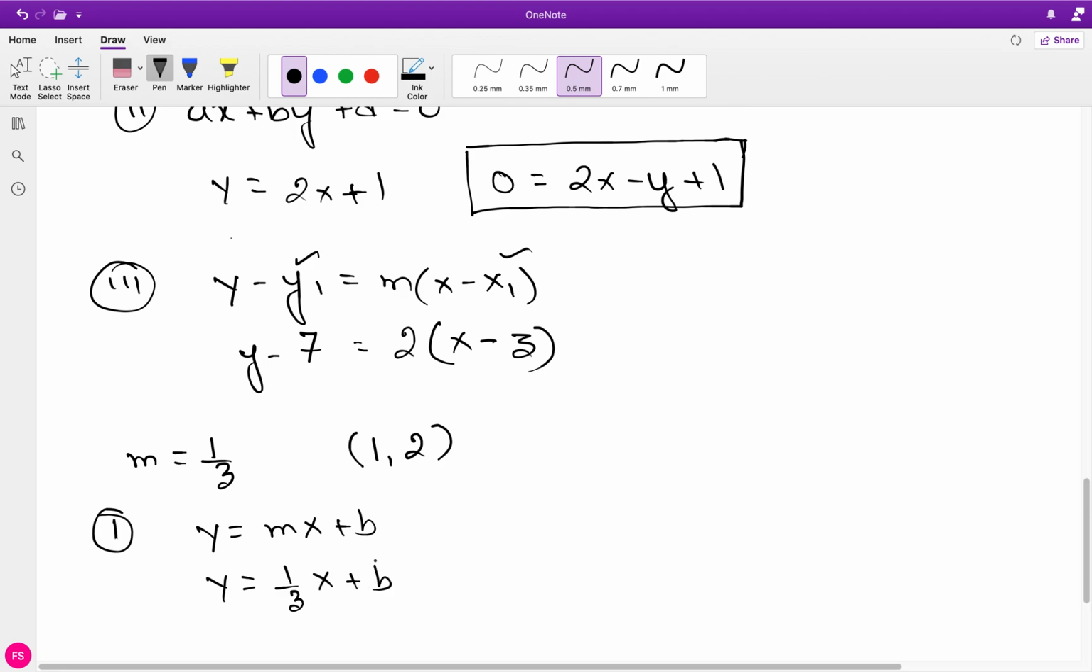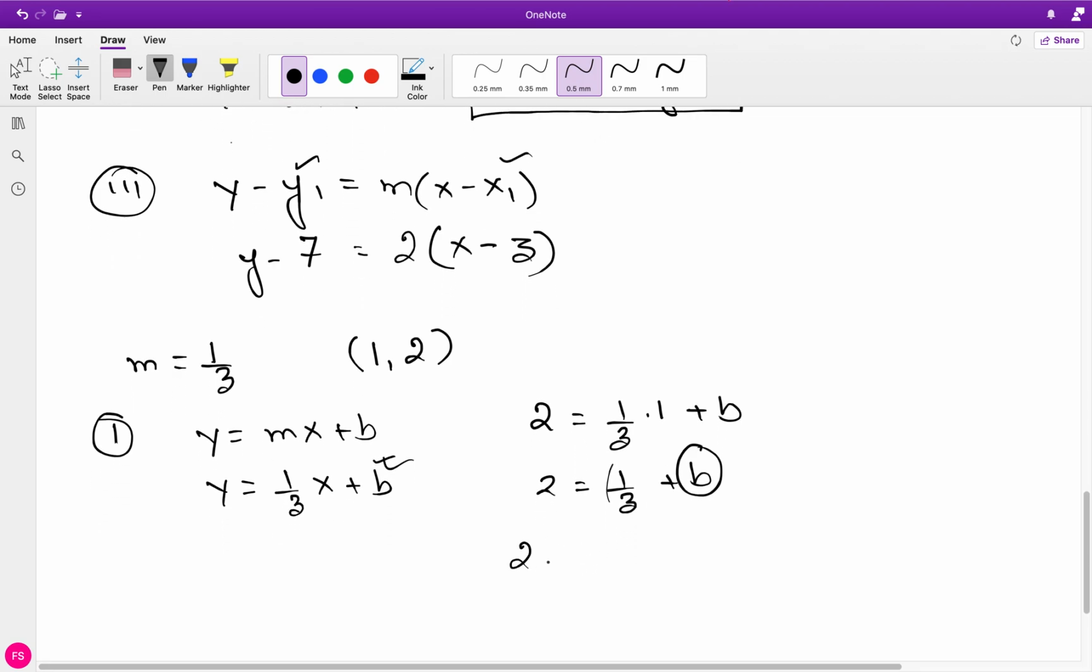Now I still need to find this b, and I have one set of point already. I'm just going to substitute x equals 1 and y equals 2 into this equation. This will give me 2 equals 1 over 3 times 1 plus b, which is 2 equals 1 over 3 plus b. I want to find the value of b, so I'm going to move this to the other side. That will give me 2 minus 1 over 3 equals b.